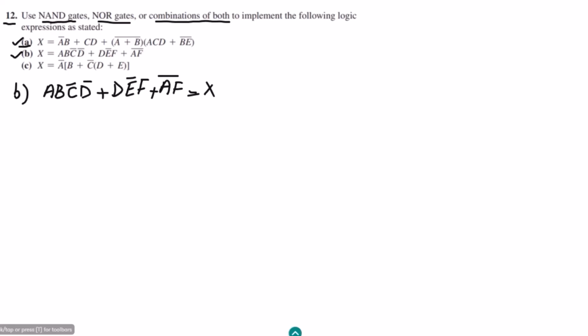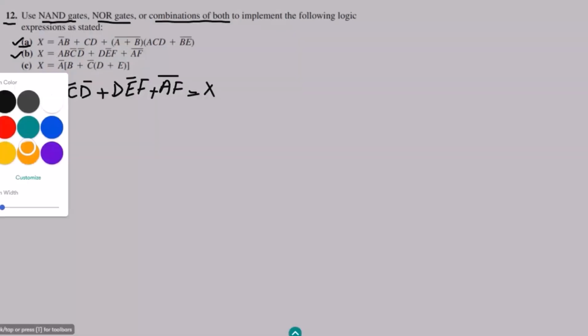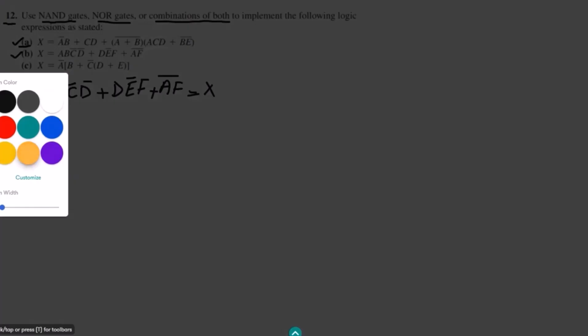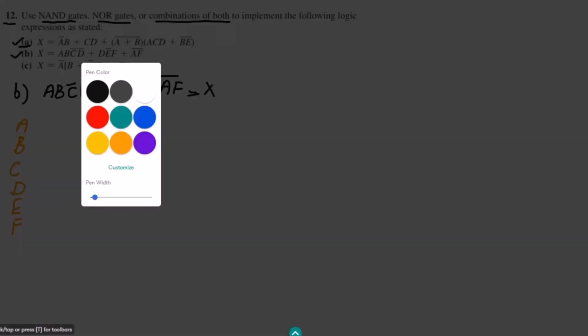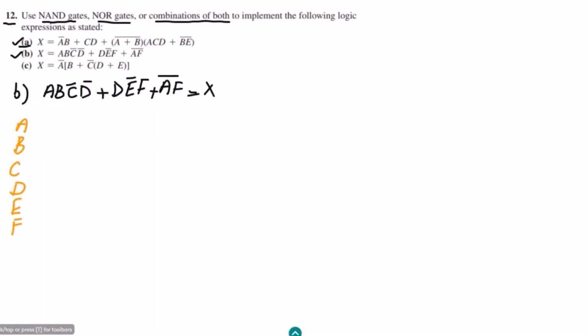First of all, let me see how many inputs I have. So here I have A, B, C, D, E, F. Let me write them here, and for it I'm going to use this color. So I have A, B, C, D, E, and F. These are the inputs we have, and I am drawing the input lines from here.